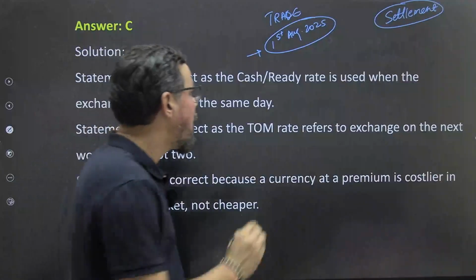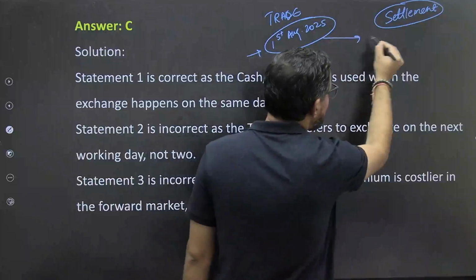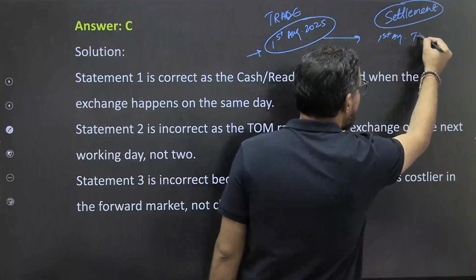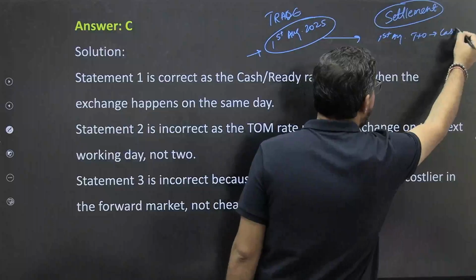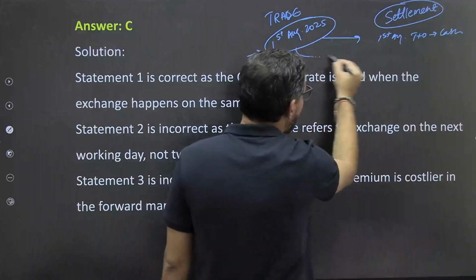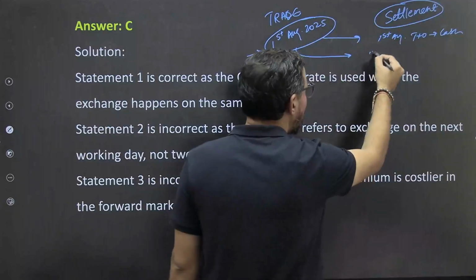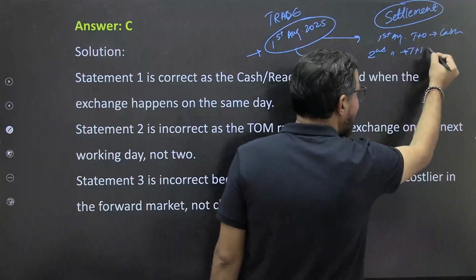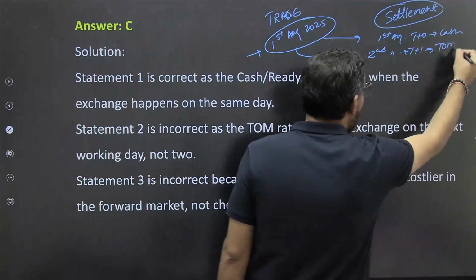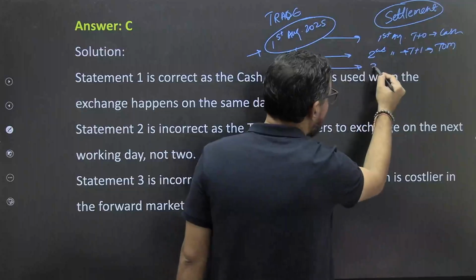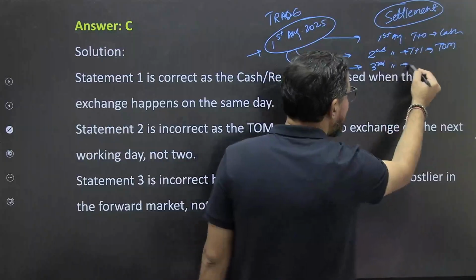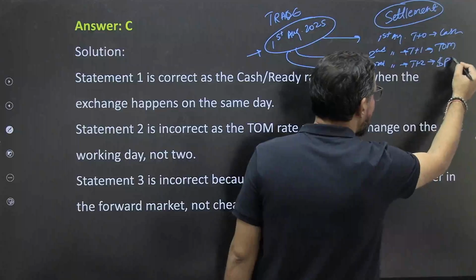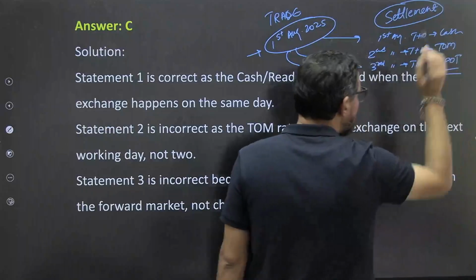Now if the settlement takes place on the same day, 1st August, it is called T plus 0, it is called cash. If settlement takes place on 2nd August, it is called T plus 1, one working day, and it is called term. And when settlement takes place on the 3rd, it is called T plus 2, and it is spot. The transaction is generally known as spot.